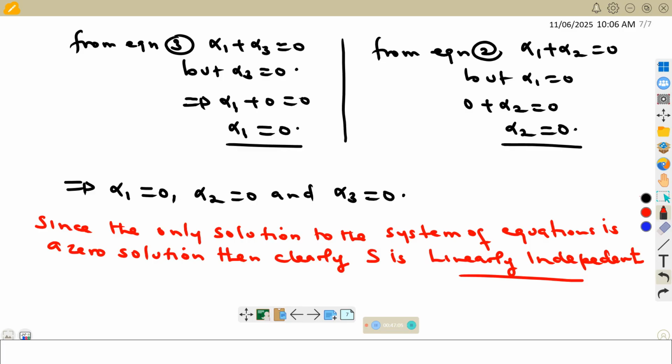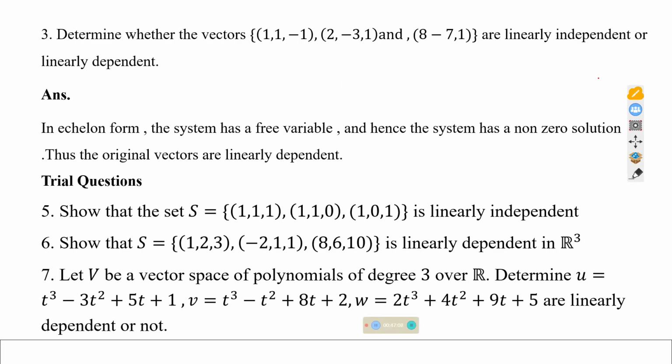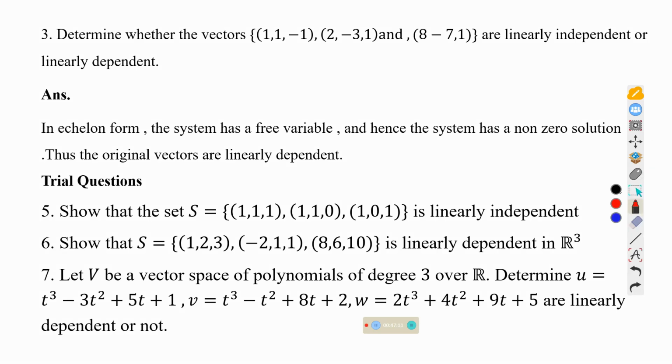From these examples that we have seen so far, you should be able now to try some of these questions here. You try this one, try this one, and try this one here.